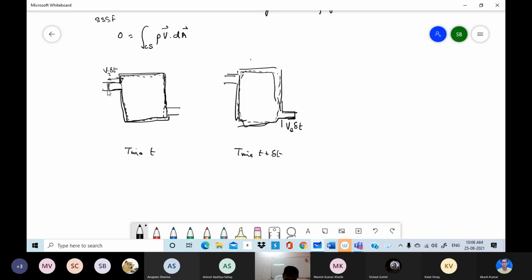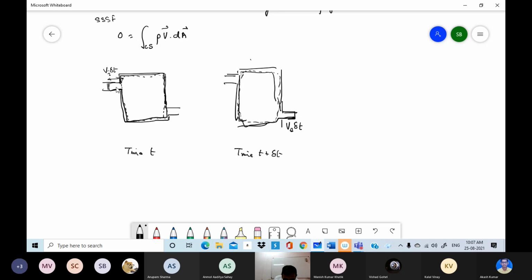So let me include this so that even at t plus delta t, the entire control volume will be occupied. So here I retain a portion which has length vi delta t in the inlet pipe. Now at this end, I keep the system boundary at the boundary of the control volume. So let me now follow it through time delta t.